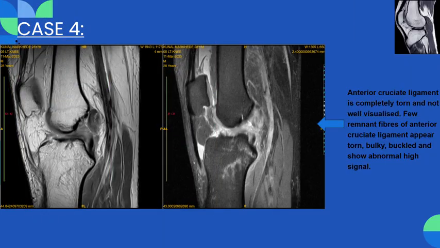This is the last case, that is a 20-year-old male who came with pain and swelling over the left knee since 1.5 months. When the MRI was done, it showed the anterior cruciate ligament was completely torn and not well visualized. Few remnant fibers of the anterior cruciate ligament appear torn, bulky, buckled, and show abnormal high intense signals.